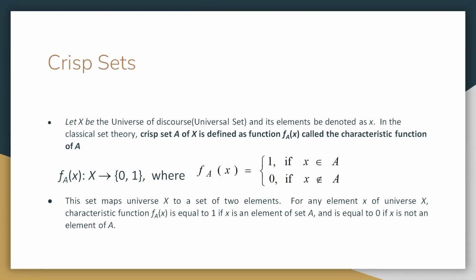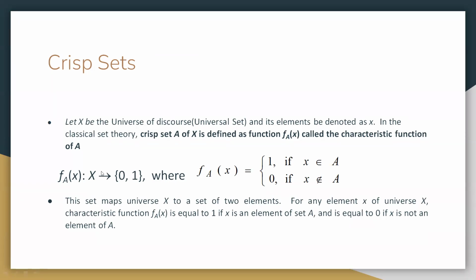If we define a crisp set, it will be something like this. Let X be a universe of discourse, that is a universal set, and its elements are denoted by small x. In classical set theory, we define a characteristic function of a set A. Suppose you have a crisp set A that comes under the universe of discourse capital X, and we have a function f of A or mu of A. You can call it any name. So f of A for an element small x is called the characteristic function of A.